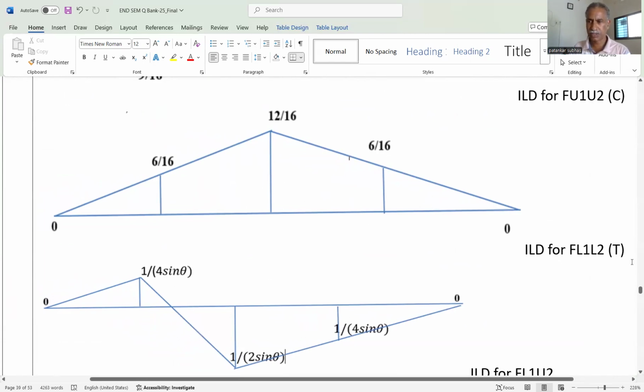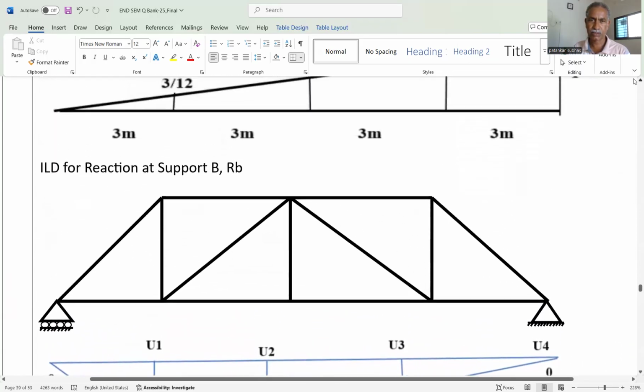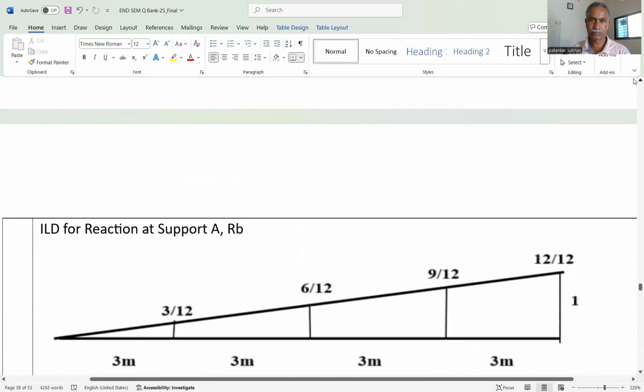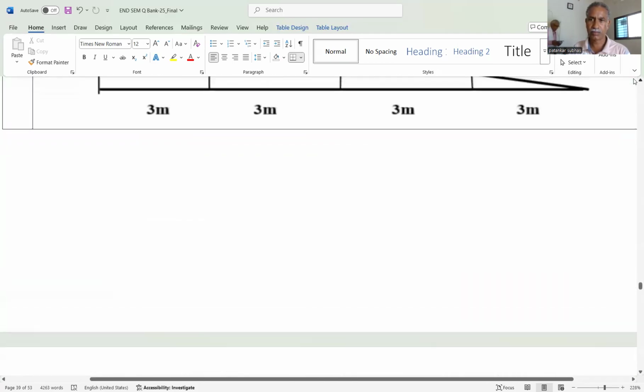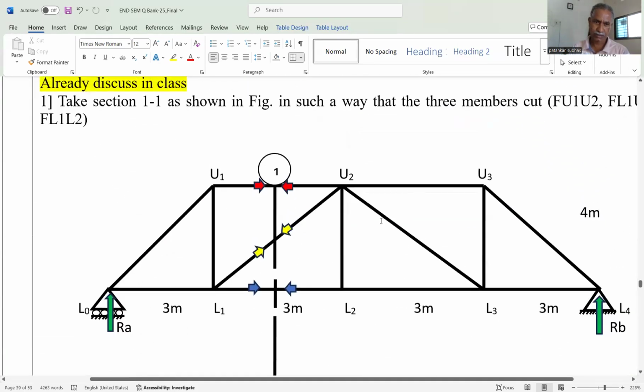Okay. Similarly, for the diagonal element, again we have considered the section 1, 1. For the diagonal element, here it is observed that this is the diagonal element L1, U2. So when I have taken the section, this is RB and RA, which is vertical.